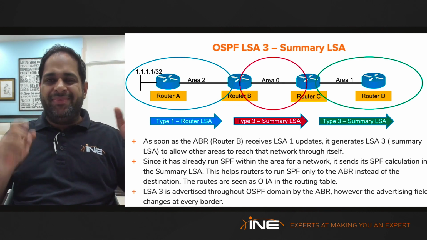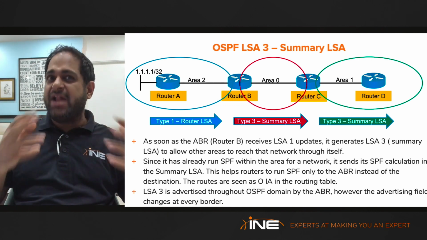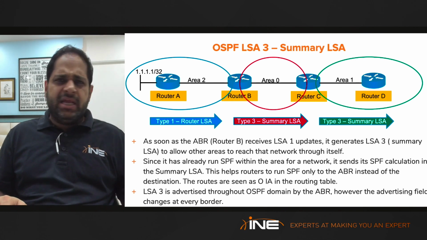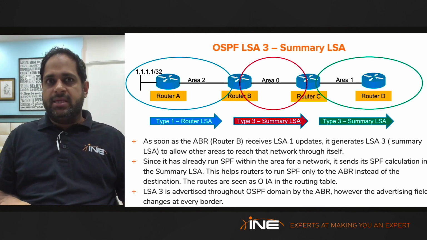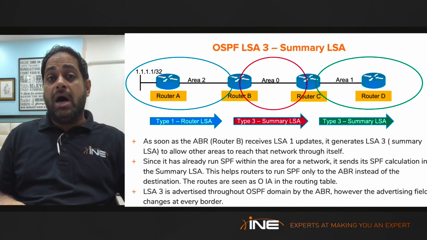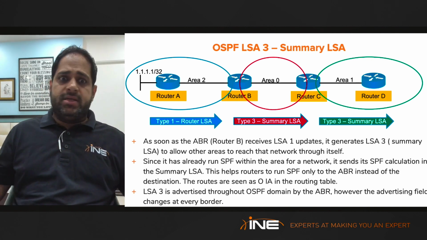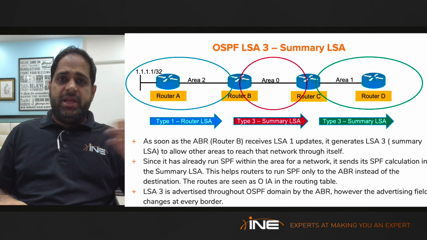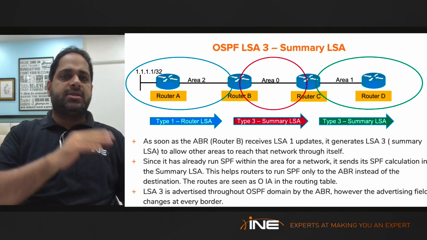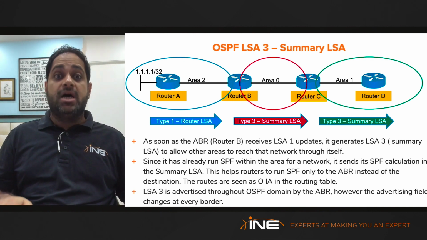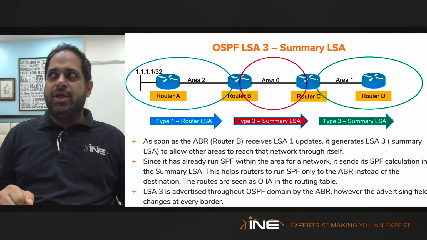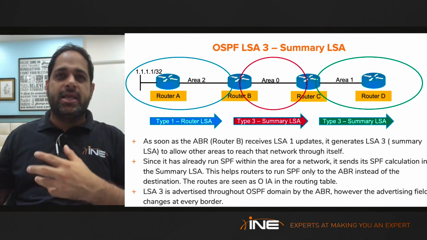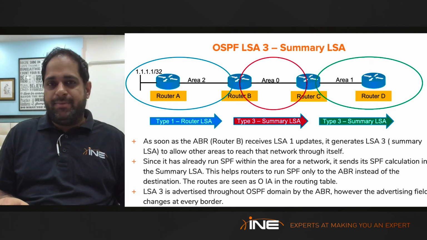Now when that update, which is 1111, reaches router B, he cannot send that update to router C as LSA1, because the rule says that LSA1 update cannot go outside the border. So what does our router B do? He blocks LSA1, he blocks LSA2, and now he generates a new LSA, which is LSA3, summary LSA. Now again, this name is kind of confusing because you would think that summary LSA means summarization. It has nothing to do with summarization.